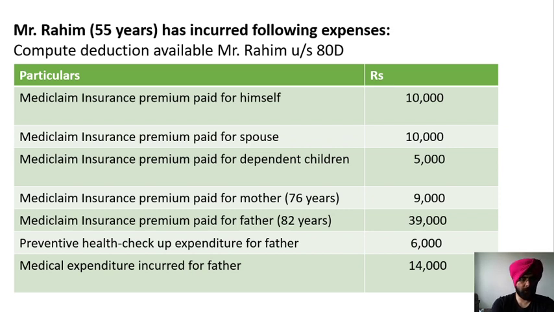Next question. Mr. Rahim, 55 years, has incurred the following expenses. Compute the deduction available to Mr. Rahim under section 80D, that is the mediclaim expenditure deduction. Mediclaim insurance premium paid for himself: 10,000. For spouse: 10,000. For dependent children: 5,000. For mother, 76 years: 9,000. For father, 82 years: 39,000. Preventive health checkup expenditure for father: 6,000. Mediclaim expenditure incurred for father: 14,000.